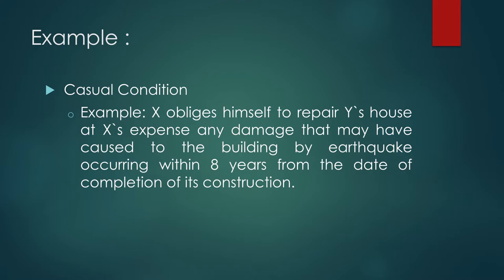So casual condition again is one which depends upon chance and not in the power of the creditor. So in this one, is there a chance that there will be an earthquake? Yes. And within 8 years that it will occur? Yes. So it is suspensive because the obligation does not come until the happening of the event, and it is casual because it depends upon chance. So the obligation arises upon the happening of the earthquake and if there are any damages, then X obliges himself to repair the house of Y. So that is an example of casual condition.